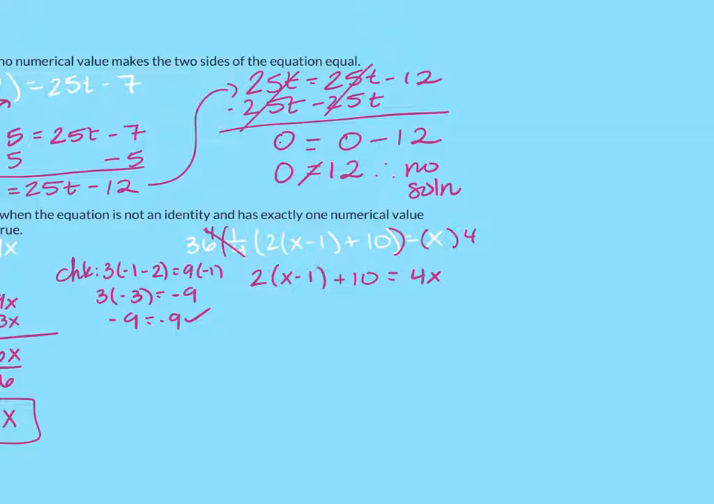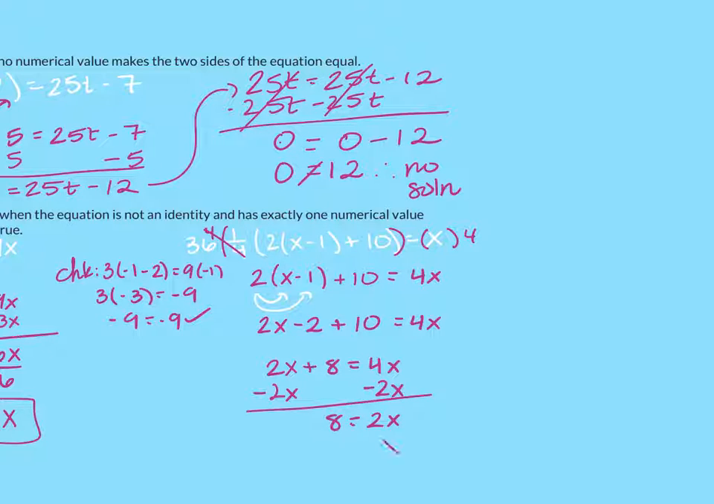Now I'm going to distribute the 2 to the x and then minus 1, and I get 2x minus 2 plus 10 equals 4x. From here, I'm going to combine like terms on the left. So I get 2x plus 8 equals 4x. I want to get everything with the variable on one side, so I'm going to subtract 2x from both sides. I get 8 equals 2x, so x must be 4.